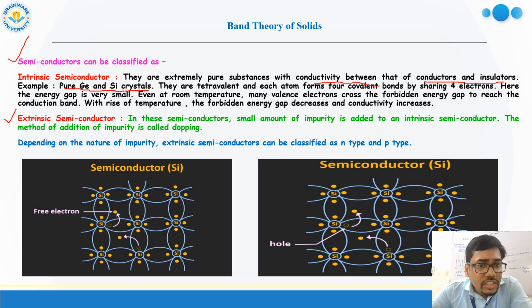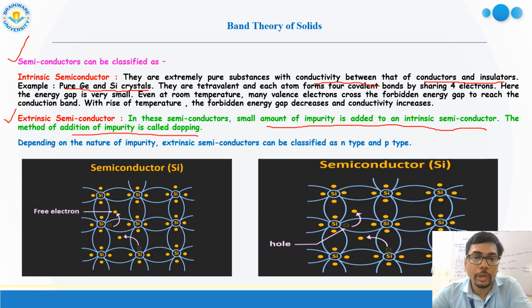Okay, but in case of extrinsic semiconductor, there is something new. In this case, to increase the electrical conductivity of any semiconductor, a small amount of impurity is added to any intrinsic semiconductor. And this type of addition of impurity is called doping. So why does doping take place? To increase the conductivity of any semiconductor. Okay. So depending on the nature of the impurity, extrinsic semiconductors can be classified as N-type and P-type. Okay, so what is N-type, what is P-type, we have to discuss in detail.